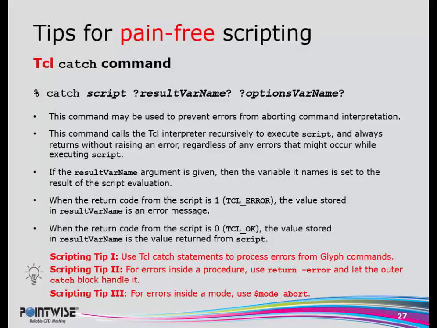So it's going to call the interpreter recursively to execute the script that you provide, and it's always going to return without an error. Now, if the script returns with an error, this error code, Tcl error, the value that's stored in that result var that you give it is actually going to be the error message, and you can return that to the user so they know what the problem is. If there is no error, the value stored in that result variable will be the result of the script. Okay. So that's basically how it works.